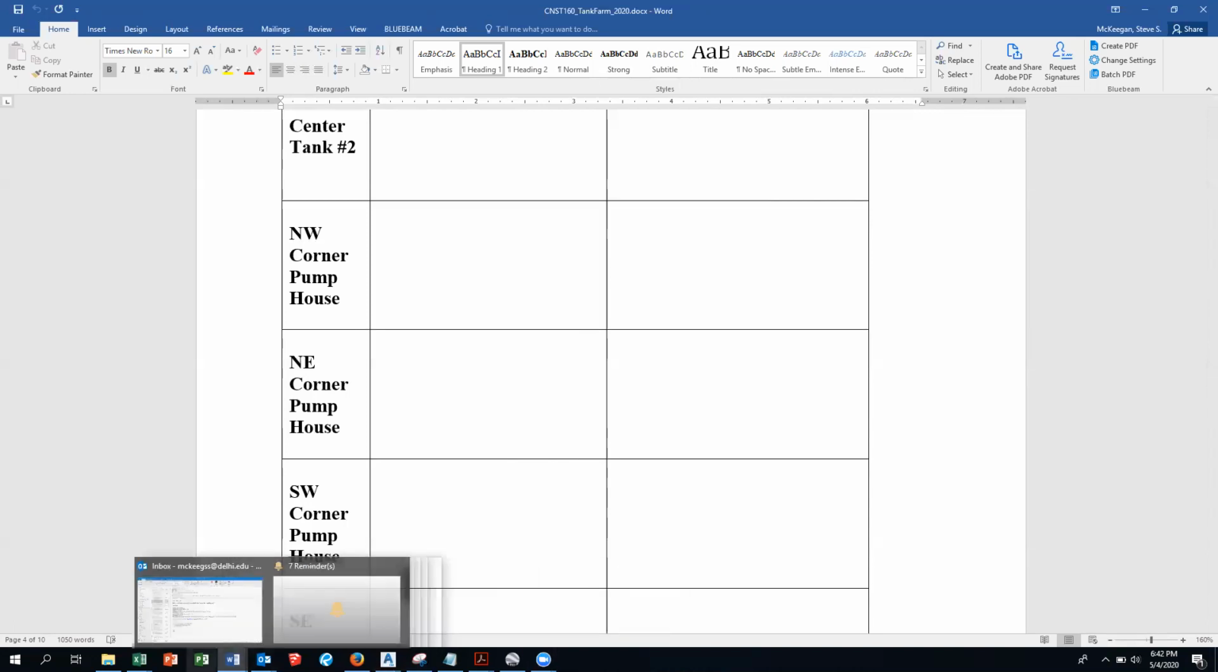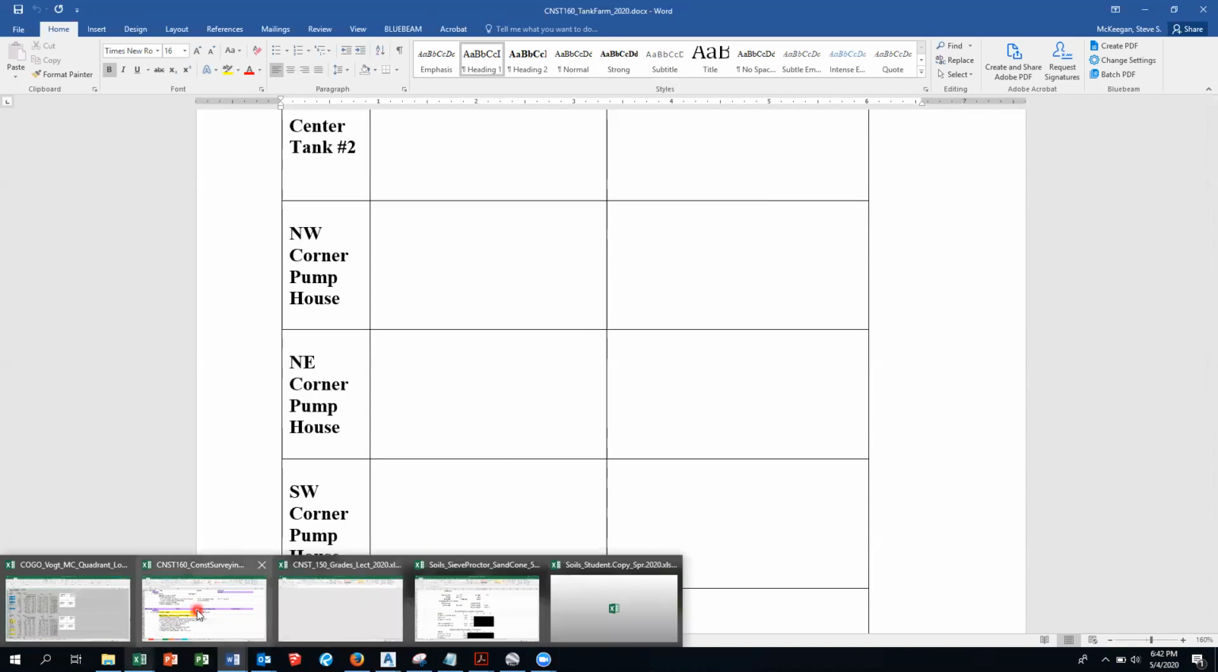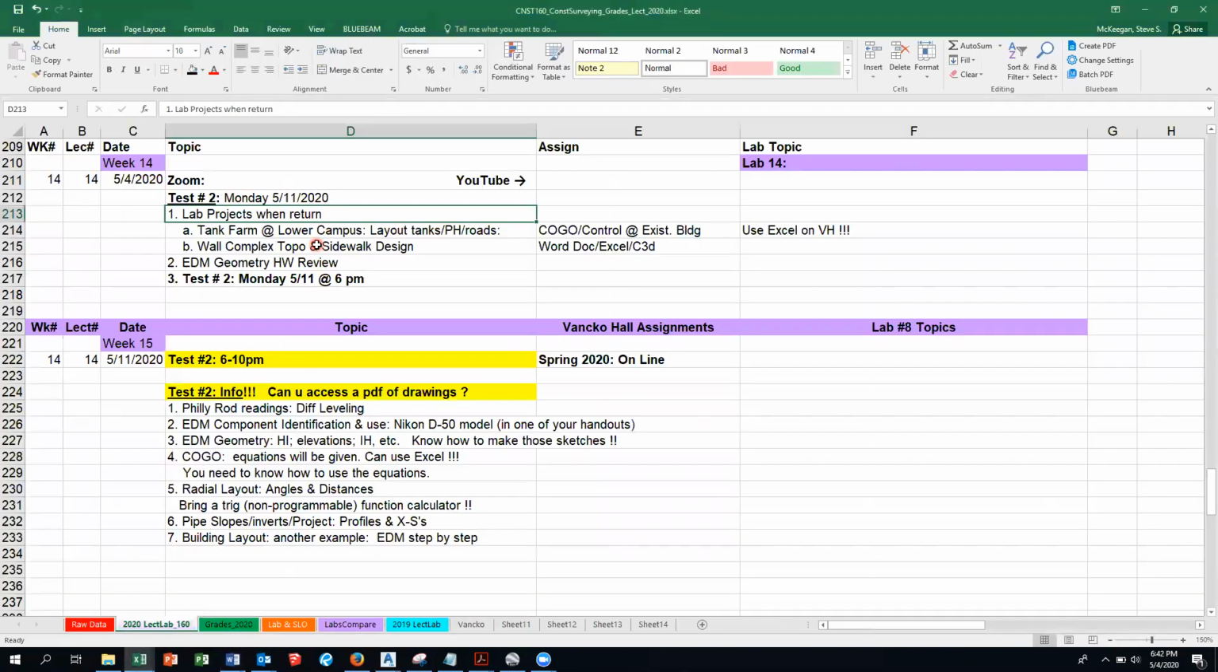So what else are we going to do? The other part that we're going to do is you're going to generate a topographic survey of an area around the wall complex. And depending on how much time we're allowed for the hands-on, we're going to play around with some sidewalk designs. And let me go over that here.